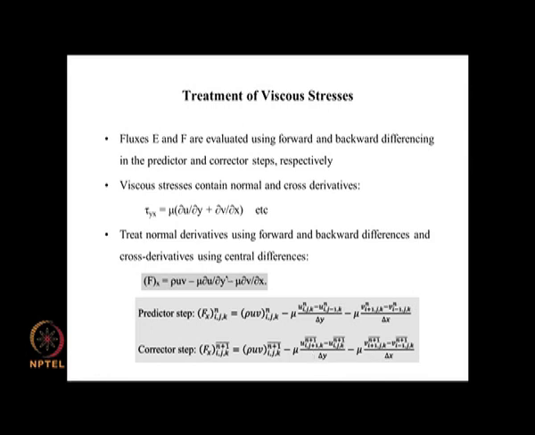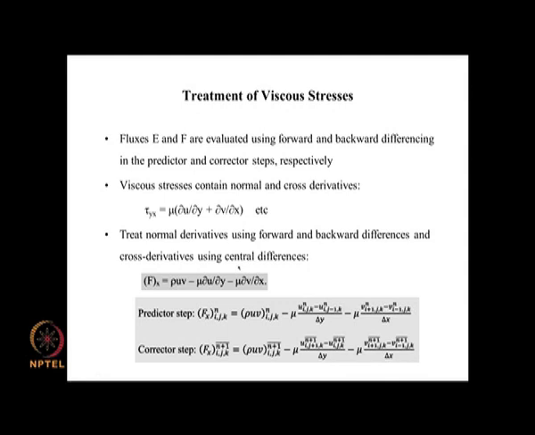So when you look at how we are evaluating this term in the predictor step and in the corrector step, we see that in one case we make use of backward differencing, and in the other case we make use of forward differencing. We can use forward differencing here, in which case we have to use backward differencing there.